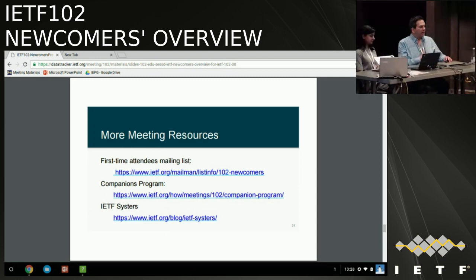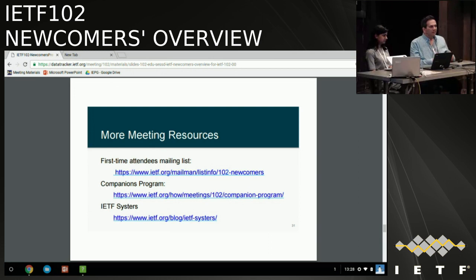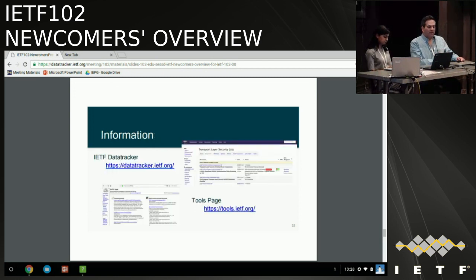It doesn't have a bad history, but you have computer science, engineering, and starting from the US and moving out, it tends to be male dominated. We're trying to address that in some ways. The most important webpage, datatracker.ietf.org.